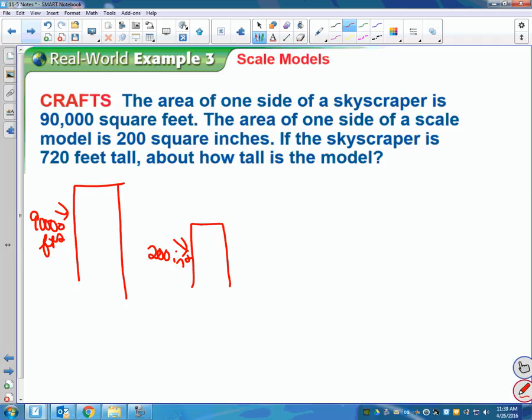Gross, right? So what do we know? There are 12 inches in 1 foot. So if we're squaring it, there's 144 square inches in 1 square foot. So here's the question. Do we want to change that 90,000 into inches, which is going to be a whole lot of inches? Or do we want to change the square inches into feet?